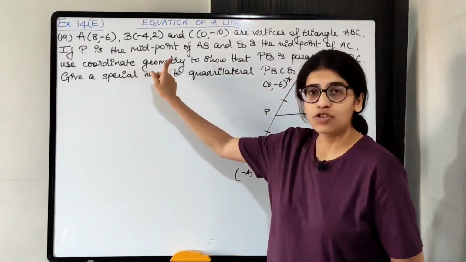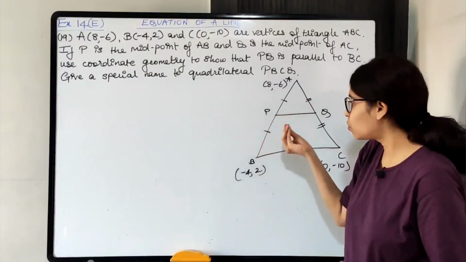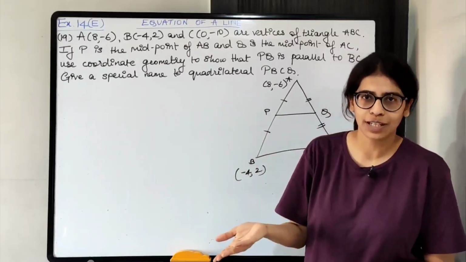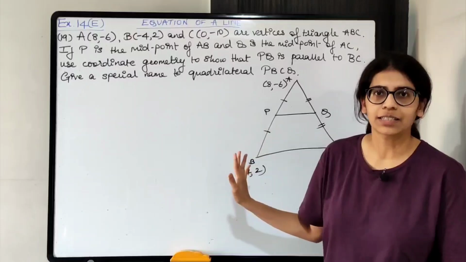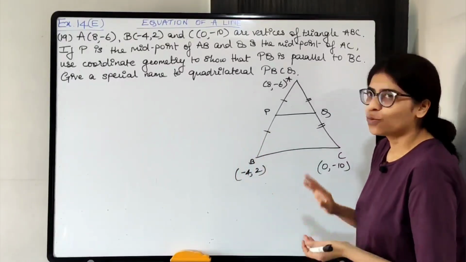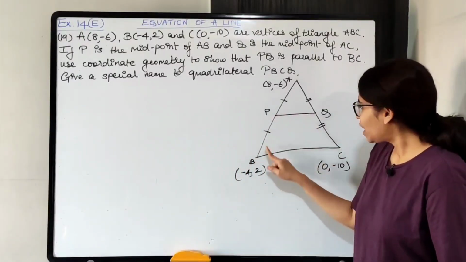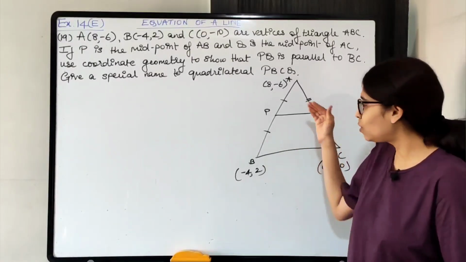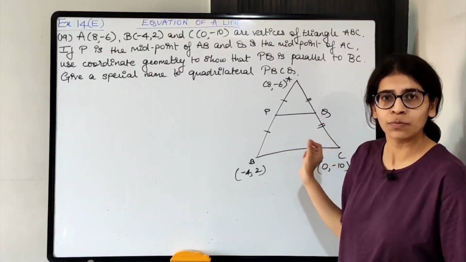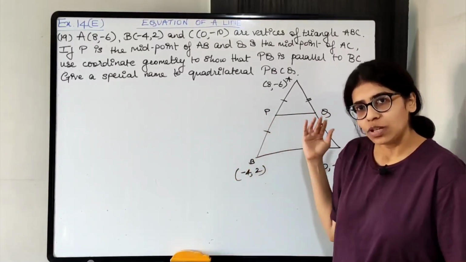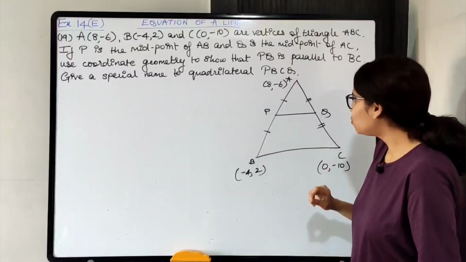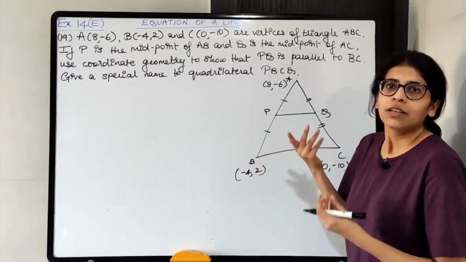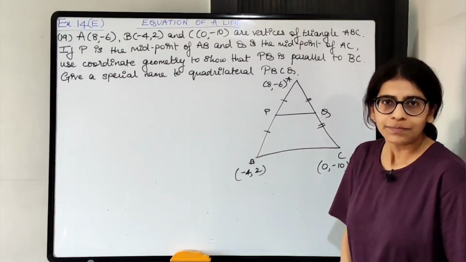We can use coordinate geometry only. That is, we'll use coordinates only to prove this. You cannot use the midpoint theorem or the basic proportionality theorem here. So what will you do? Two lines are parallel if you prove that the slopes are equal. The slope of PQ and the slope of BC should be equal, the same. Then the two lines are parallel. So all I need to do is find the slope of PQ and the slope of BC. You should get them equal, and then you can say that the two lines are parallel.